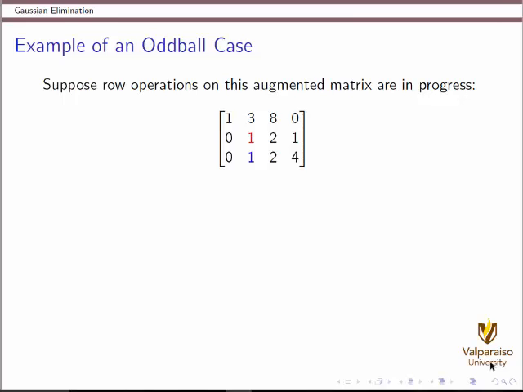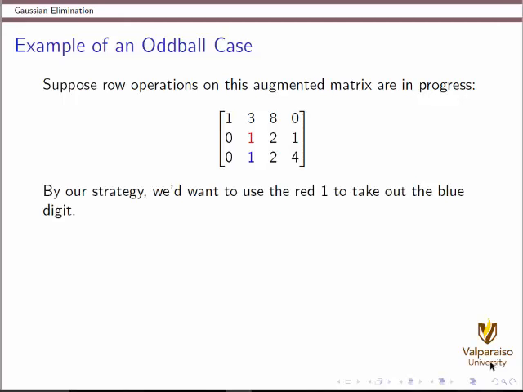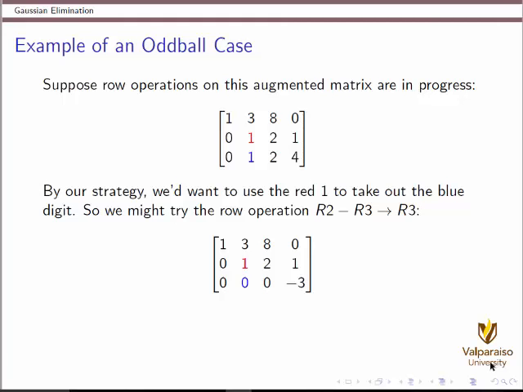Okay, so again, keep in mind during this process to be on the alert for strange things happening. So here's a matrix, a coefficient matrix, and let's say we're in the process of doing this Gaussian elimination and we're at this point right here. We want to use the red 1 to take out the blue 1, and so maybe we would want to just do row 2 minus row 3 or vice versa.